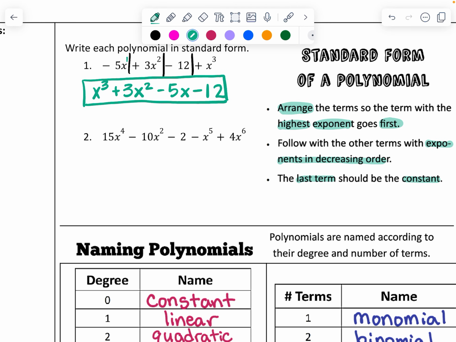Looking at the next one, I'll go ahead and separate these with a line in front of each plus or minus sign. Starting with the highest exponent, I have 4x to the power of 6. The exponent of 5 would be -x to the power of 5. The next one is power of 4, and that 15 is positive, so remember to put a plus sign there because you do have to separate the terms. Next we have -10x squared, and then the constant -2.